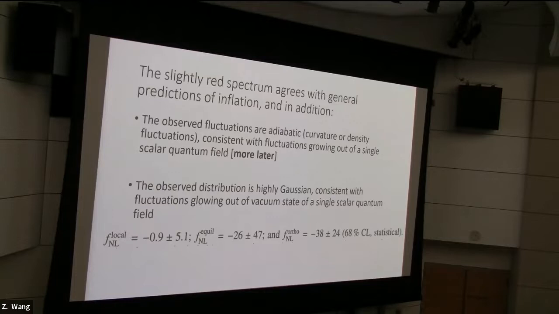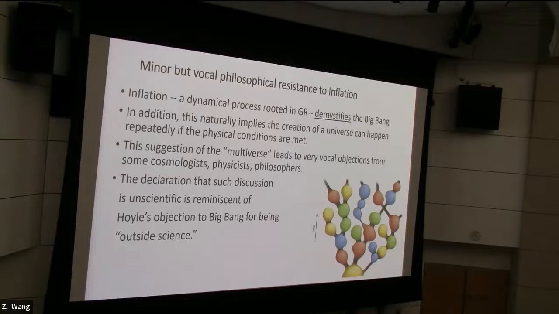All right. So there have always been minor but very local objections to inflation. As a dynamical process rooted in GR, you wouldn't think so. This is just physics, right? This comes out of physics. And we know scalar fields exist, and we know GR is correct. So why is there so much resistance to inflation? It has something to do with fine-tuning or naturalness, which I'll get to in a bit. But in addition, people are just in general uncomfortable when you're trying to study creation in science.